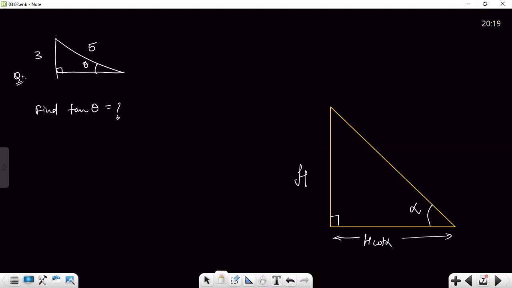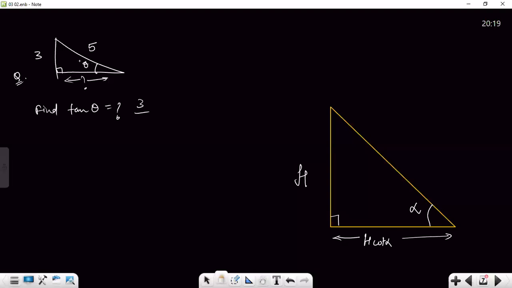Are you solving or should I help? 3/4, sir. Very good. Why 3/4? No, I just applied the opposite by adjacent. Yes. So tan theta is perpendicular, that is 3 here, upon base, which is unknown height.